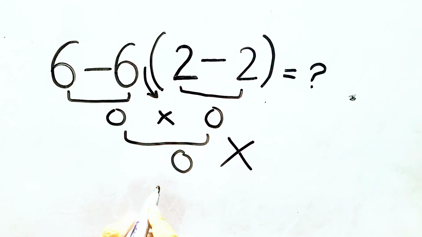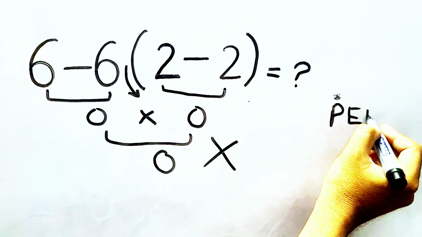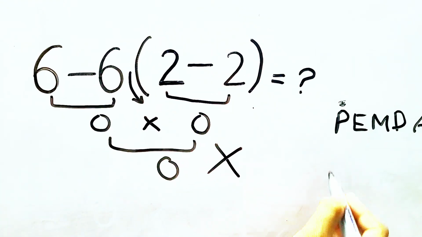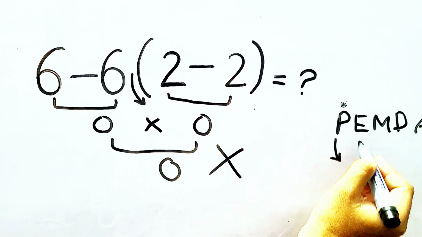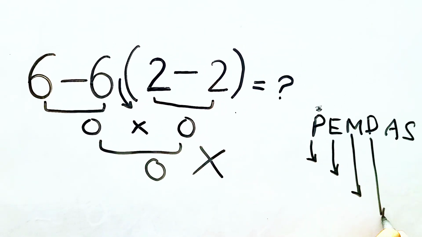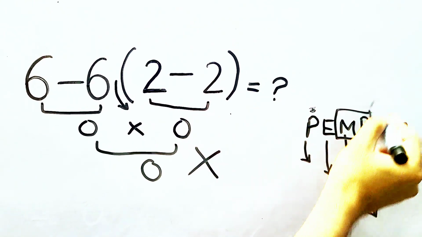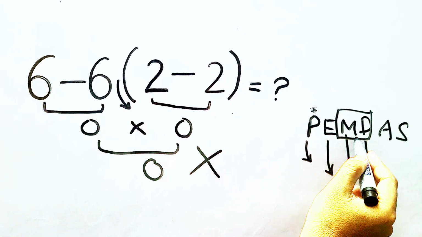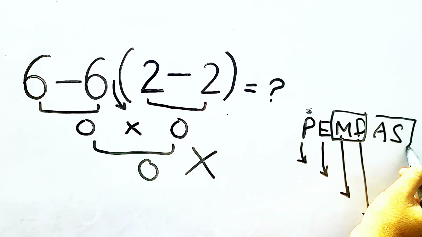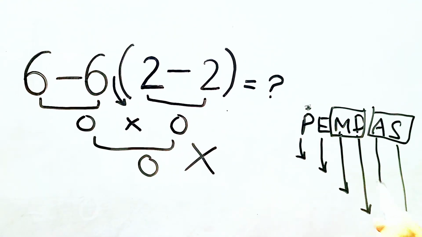Actually, we have to solve this question according to an order of operation, which is known as the PEMDAS rule. The PEMDAS rule is basically the order of operation in which first of all we have parentheses, then exponent, then multiplication, then division. Remember that this portion has the most importance. Multiplication and division both have the same priority. Similarly, addition and subtraction also have the same priority.